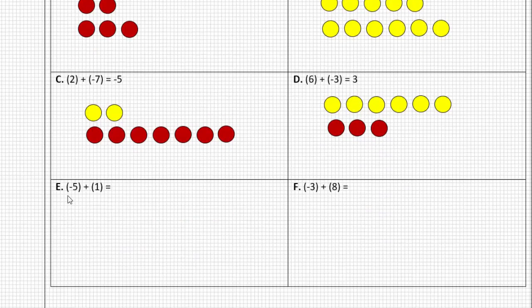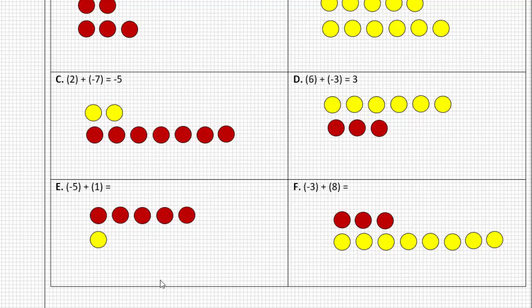Go ahead and set up letter E and F, draw in your chip models, find your solution, and then resume the video when you're ready to compare your work with mine. Alright, let's check. So, I've gone ahead with the chips and set up the problems for E and F. Here, we have our -5 plus 1, and you can see that there's one instance where we have a negative and a positive that are going to combine to make 0, so they're going to cancel out, and what we're left with is -4. So for E, -5 plus 1 equals -4.